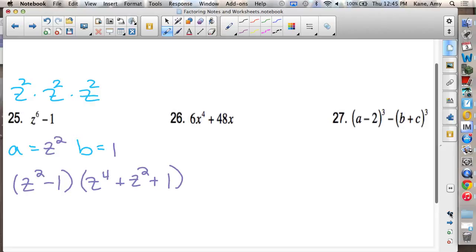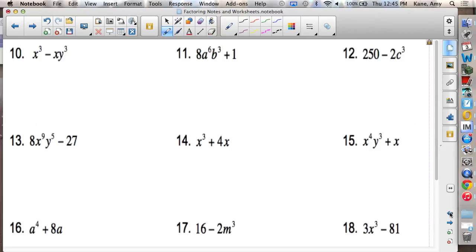So there was a problem right before this, number 13. If you look at number 13, there's an x to the 9th. So what would the cube root of x to the 9th be? X to the 3rd. But then there's a y to the 5th. And y to the 5th is y squared, and then just a 1. So that does not have a perfect cube because there are not 3 variables with the same exponent that would combine together to give us y to the 5th. So 13 is not factorable.